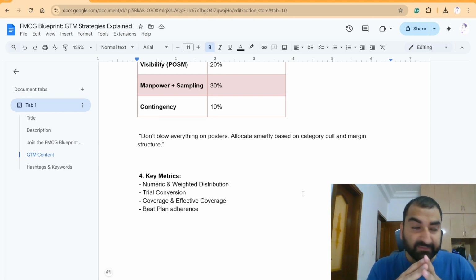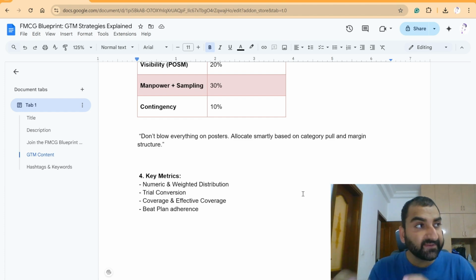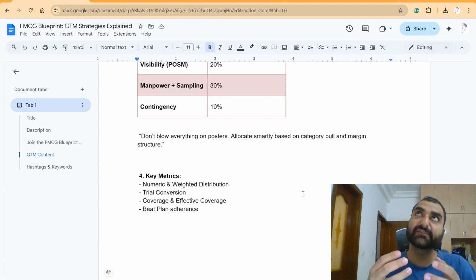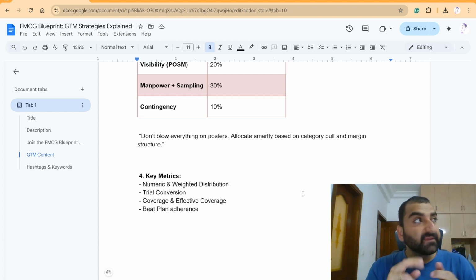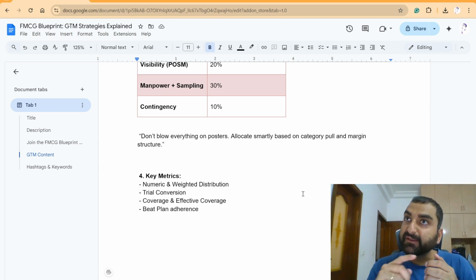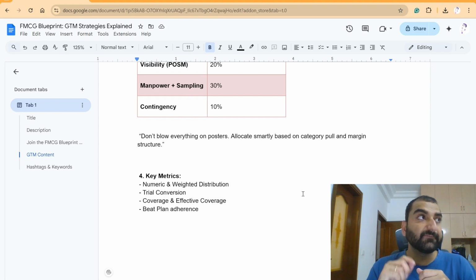Numeric distribution is basically as many outlets as possible, and weighted distribution is to be present in the right set of outlets that cater to the majority of the sales of the category. So you need to do competition benchmark, outlet benchmark, right? Second thing that you need to ensure is how much of your trials are getting converted. So if your promoters are onboarded, try to take data from them, like what is the conversion on trials. It will give you clarity on what is working and what is not working.